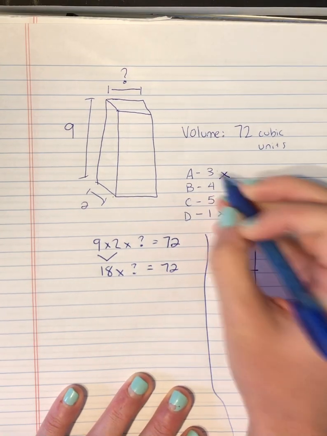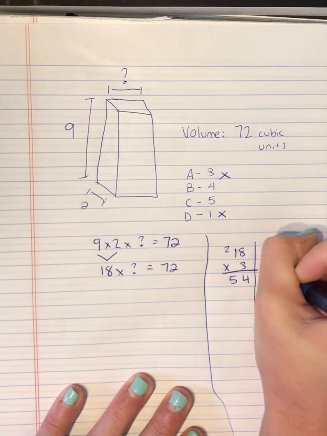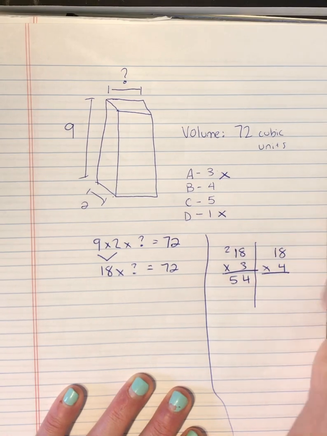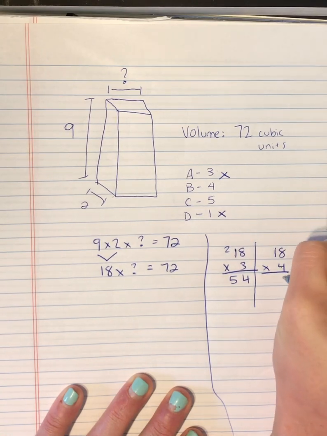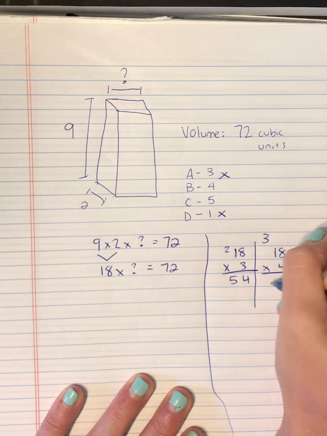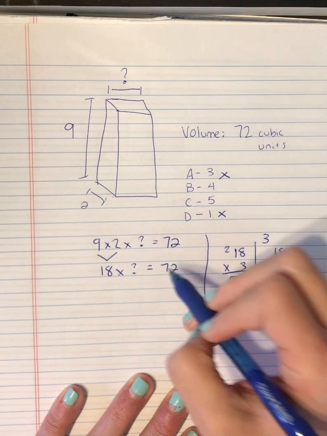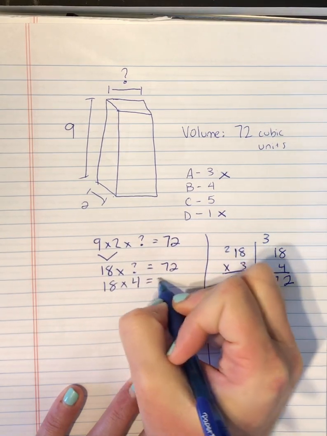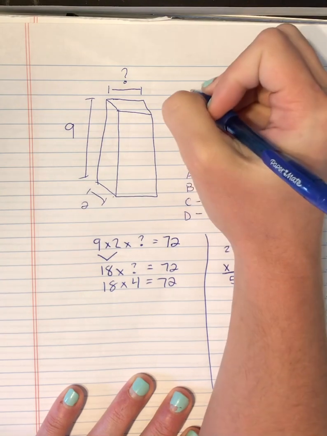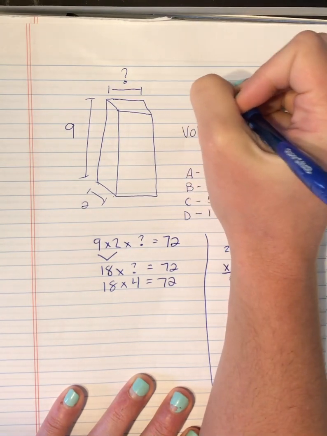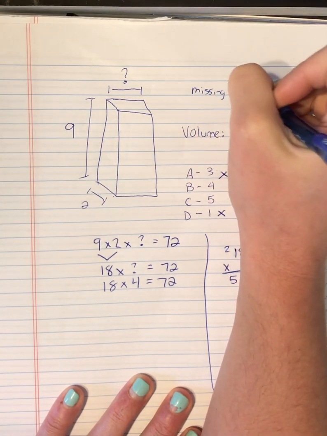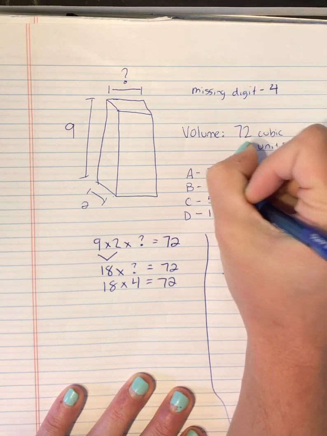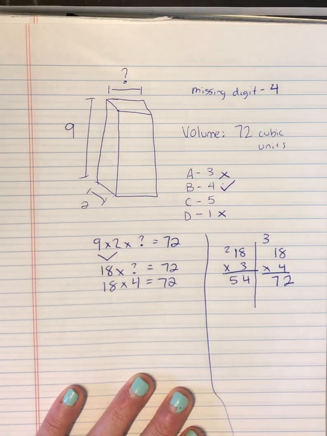So let's try again with 4. 18 times 4. 4 times 8 is 32. 4 times 1 is 4, 5, 6, 7. So I did get a matching answer. So if I plug in 18 times 4, it does get me 72. So my missing digit is 4.